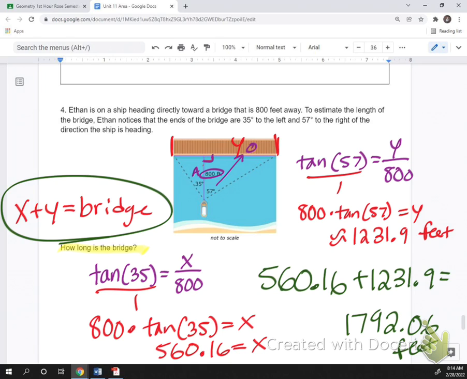Any questions on how we use right triangles to solve? Any questions?